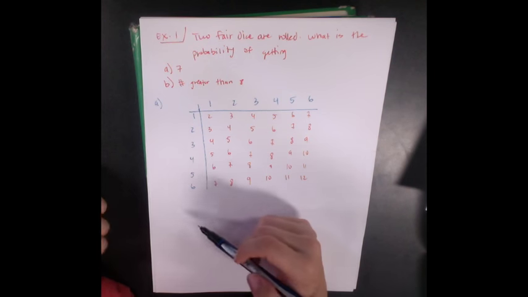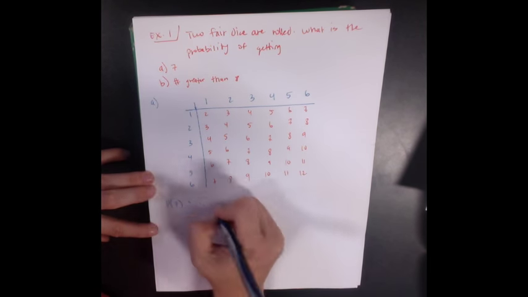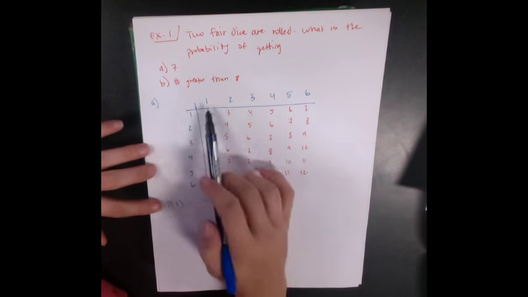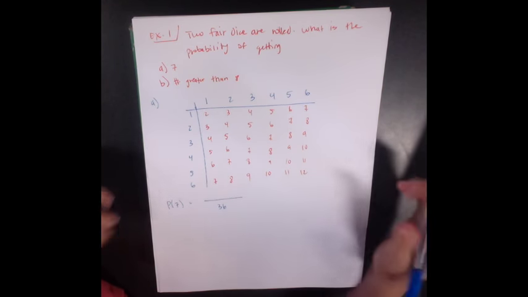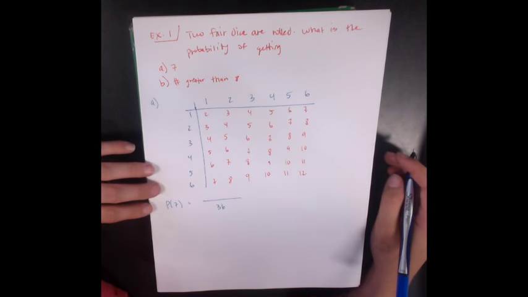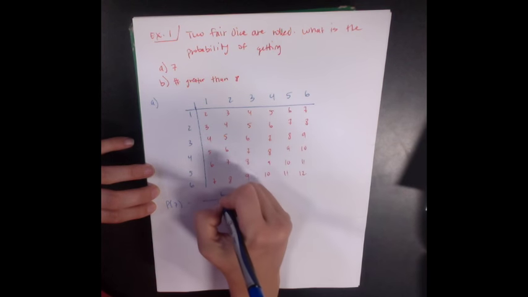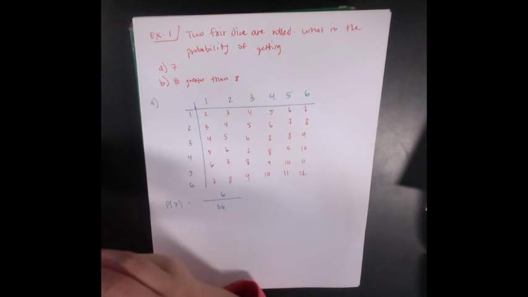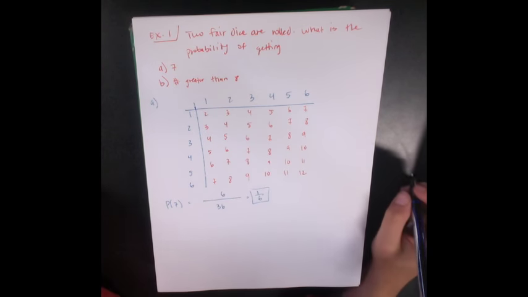Now, we want to know the probability of getting a 7. We know that our total number of outcomes is 36. We have 6 times 6, so 36 in this whole table. Those are our total possible outcomes. For the event of rolling a 7, we have 1, 2, 3, 4, 5, 6 options where our dice added together get a 7, which gives me that the probability is 1 over 6.